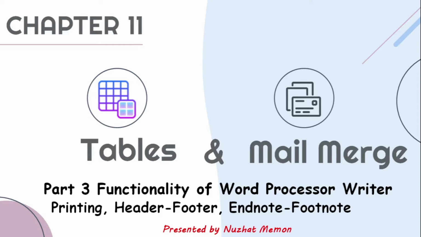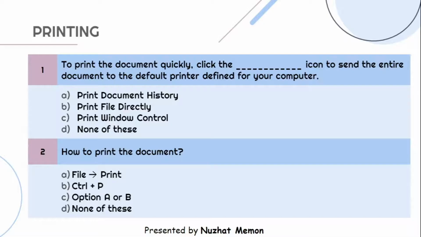So previously two parts are already available on the channel. First was about tables and second was about mail merging. In this part 3, we will be seeing functionality of word processor, Writer, and we will be seeing some settings about printing also, header and footer, endnotes and footnotes. So yes, let's begin. Alright, so first we'll see about printing.